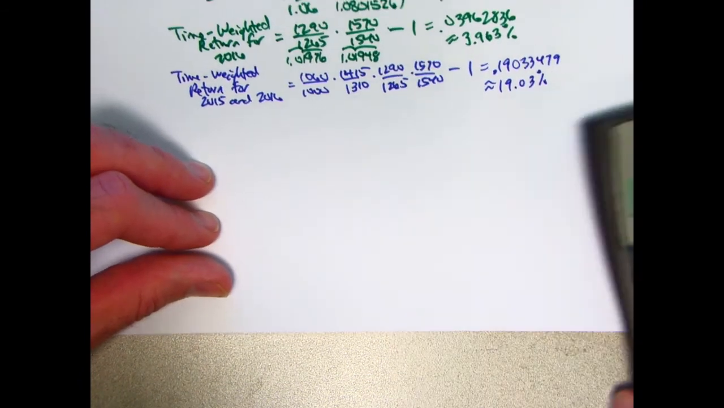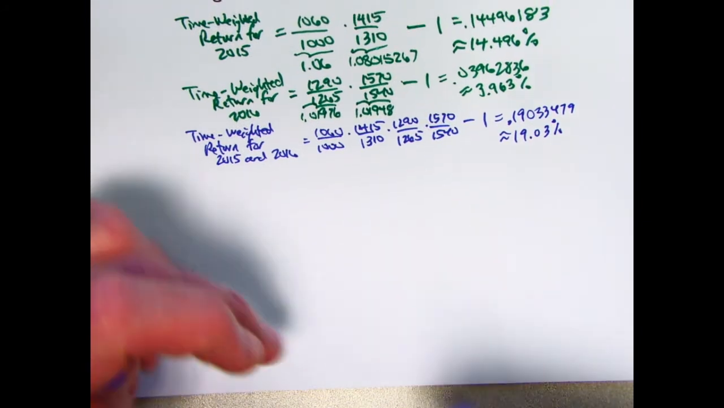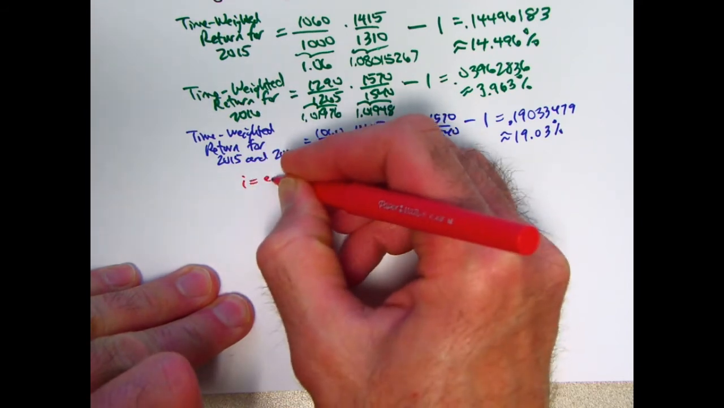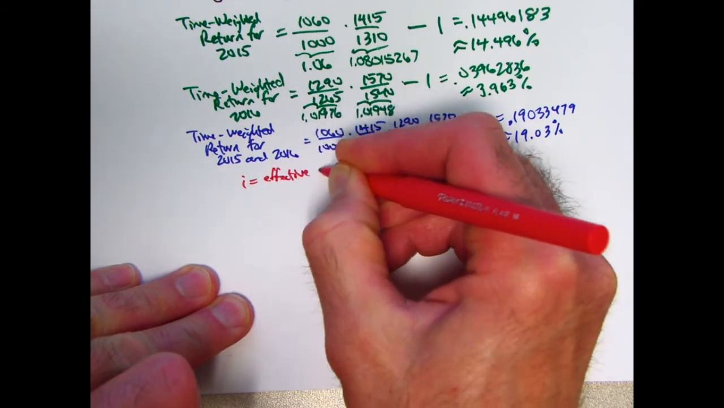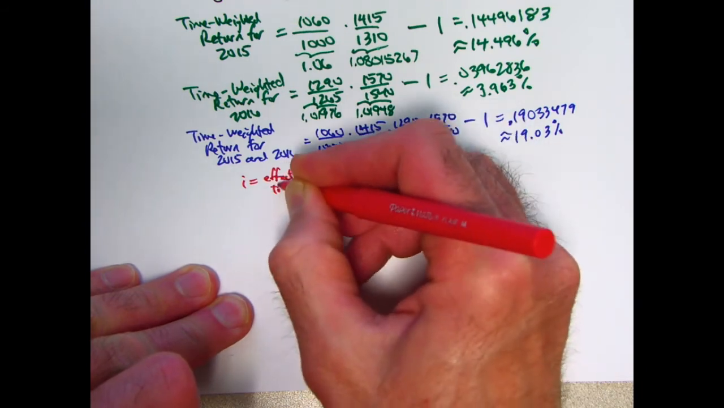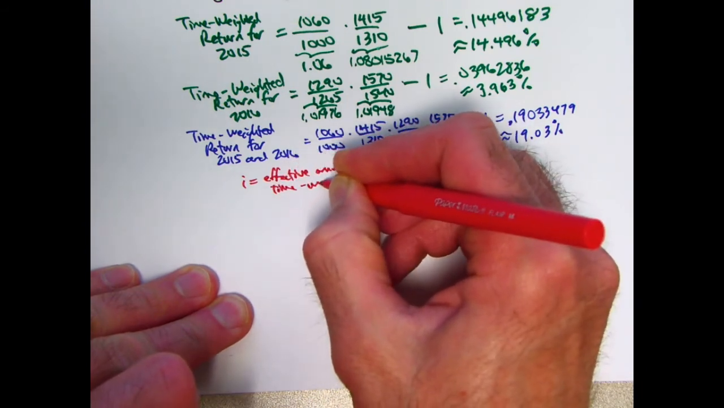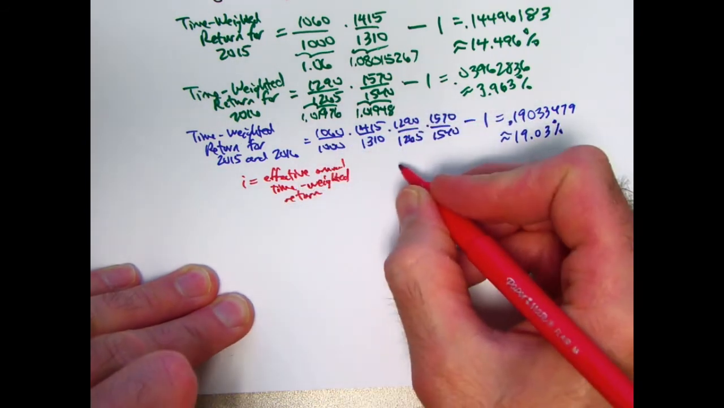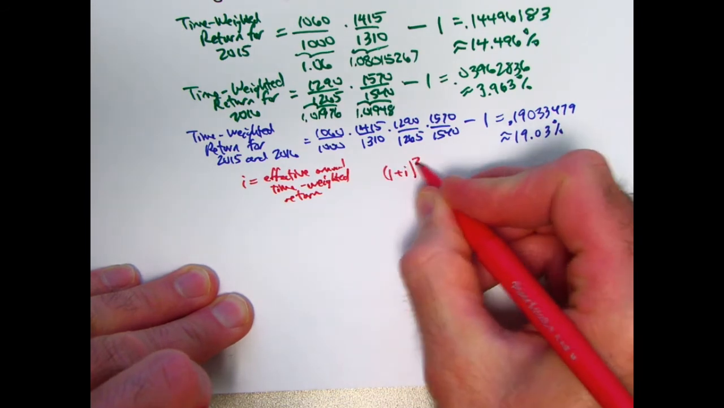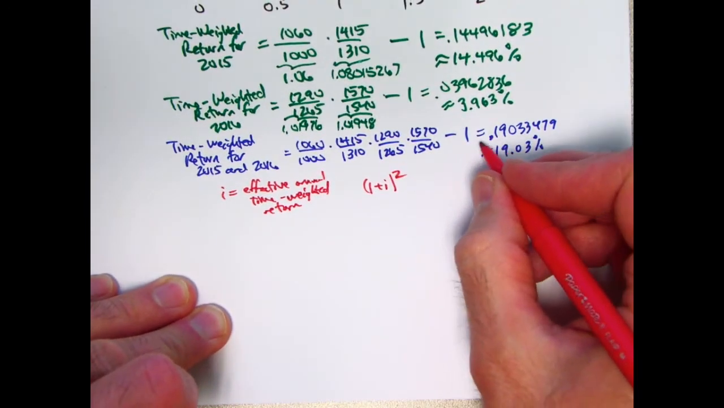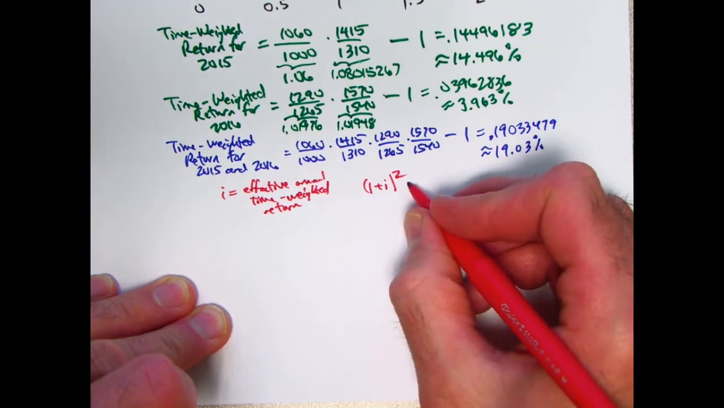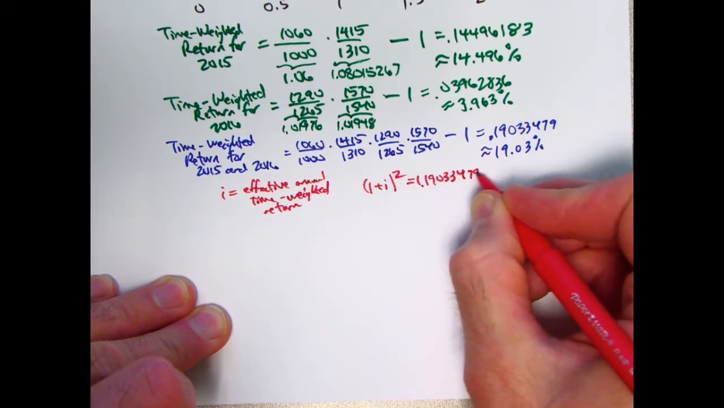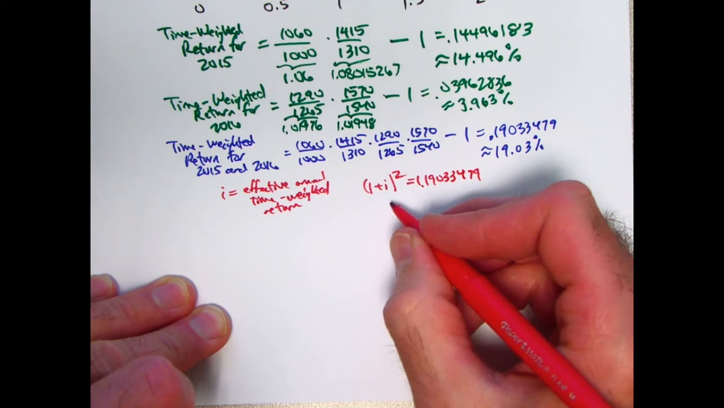19.03%. But to convert this to a corresponding effective annual rate, where we say, call it I, is the effective annual time-weighted return, we convert it in the usual way. You would want 1 plus I squared to be this thing plus 1. That'd be 1.190333479. So you're going to need to take the square root and then subtract 1.